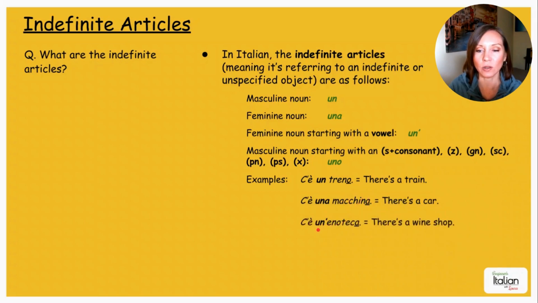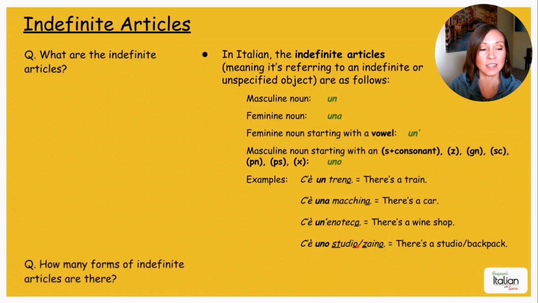C'è un'enoteca. There's a wine shop. Un plus apostrophe because enoteca starts with a vowel. And c'è uno studio or uno zaino. There's a studio or backpack. So we have uno, again ending with an O because it's starting with one of these strange little consonants here. Studio and zaino.